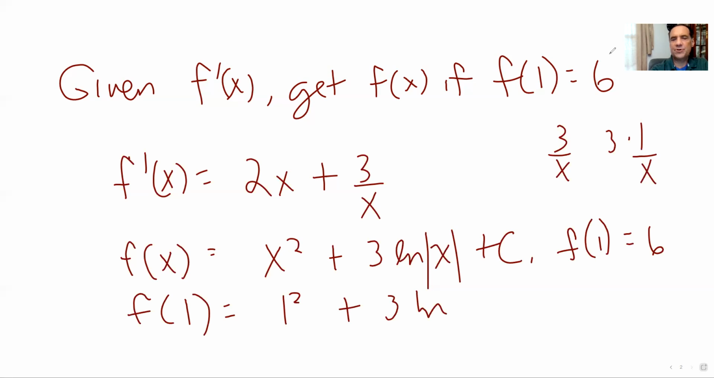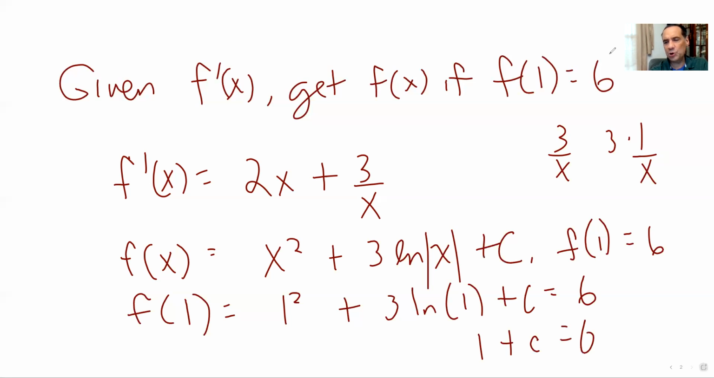This one should be pretty straightforward and not terribly hard to find c, but you do need to recall, don't automatically assume that c is 6 or whatever number it is. You have to go through the process. In this particular case, I'm going to be left with 1 plus 0, 1 plus c is 6. Hopefully you recall from your previous lessons that natural log of 1 is 0 because e to the 0 is 1. In this case, c is 5.